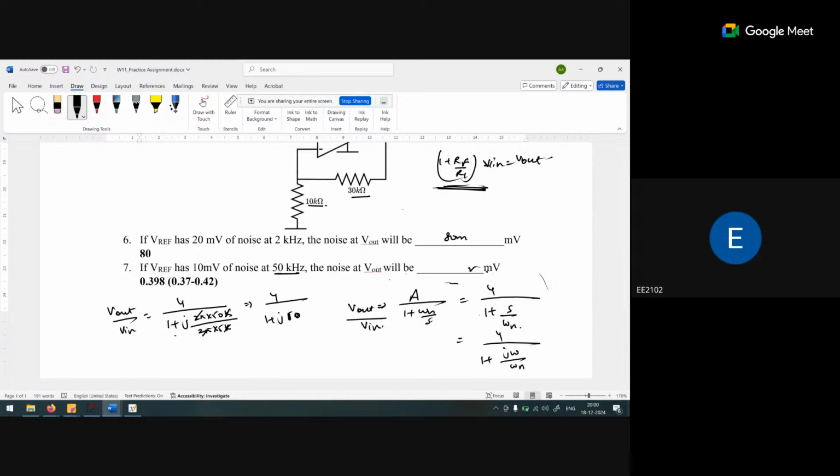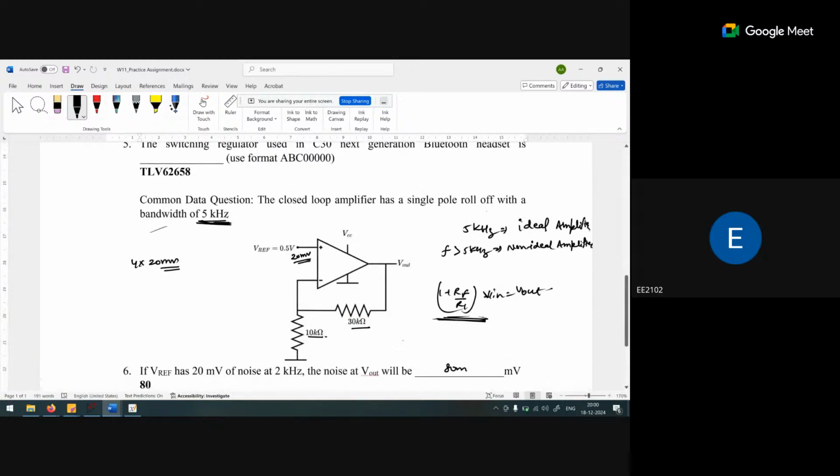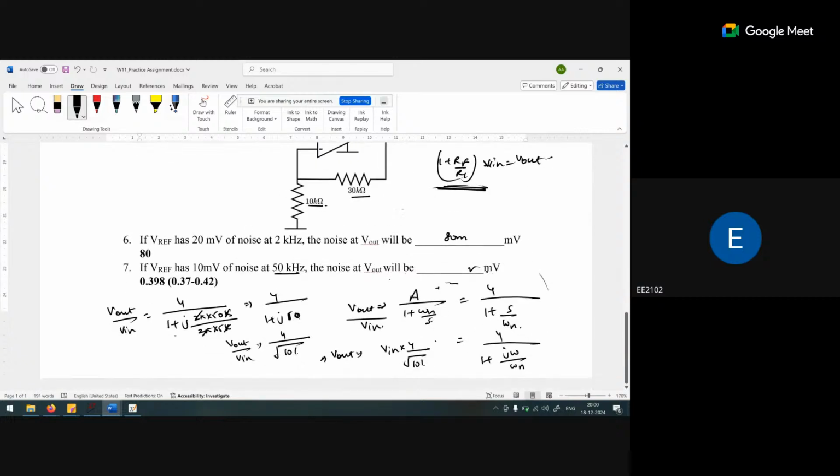And the magnitude of this one, if I take the magnitude, is 4 upon root of 101. That is nothing but V out by V in. So V out is V in multiplied by 4 upon root of 101. V in is 10 millivolt. So 10 multiplied by 4 is 40. So V out is equal to 40 upon root 101.